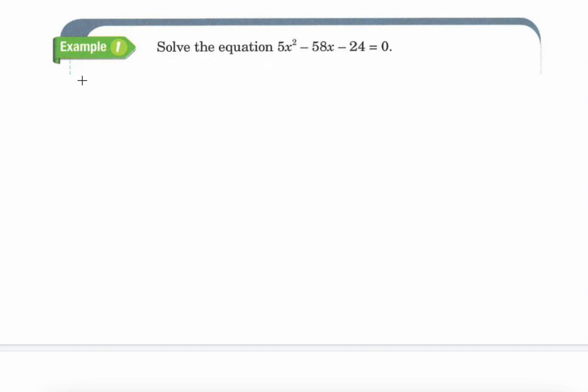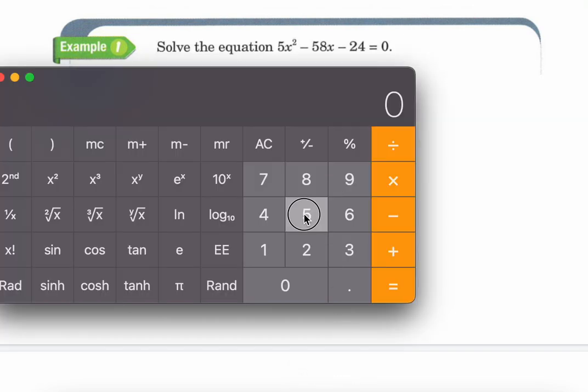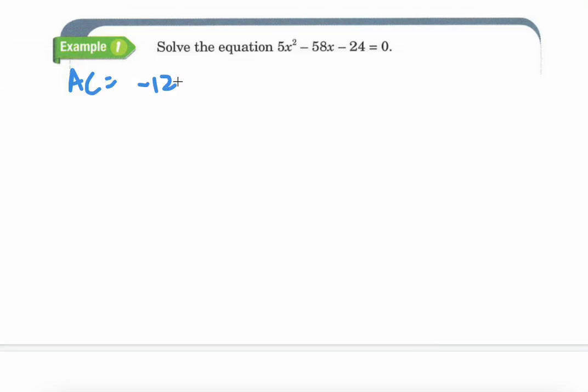So we would have to figure out the AC value, which is 5 times -24. 5 times 24, but negative, is -120. So we are looking for two numbers that can multiply to get -120, but then can add to get -58. Okay? So we're going to first list all of our factors for 120.